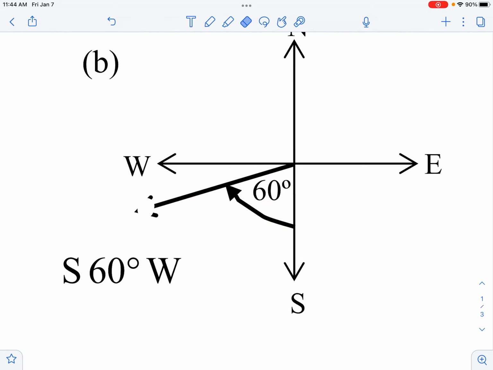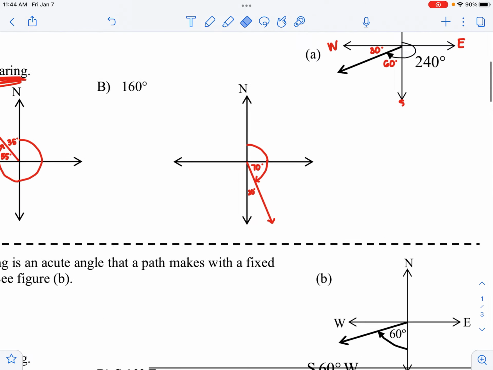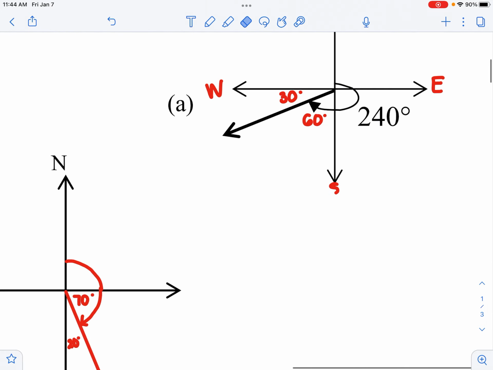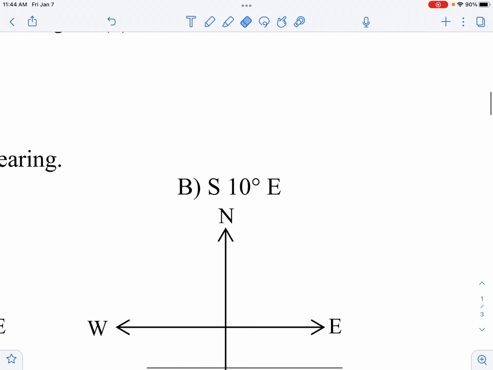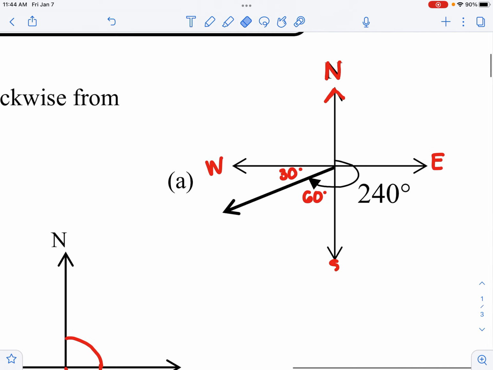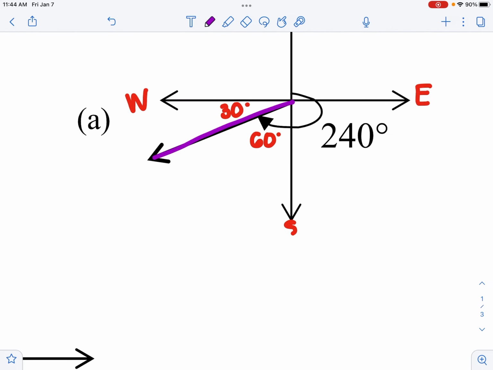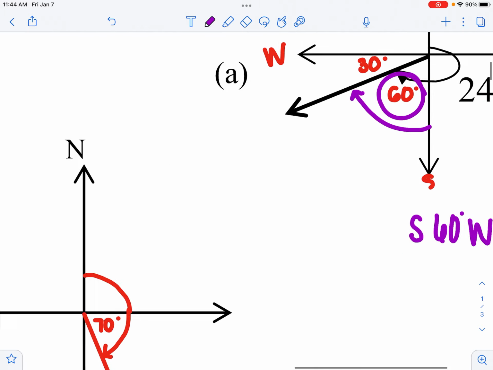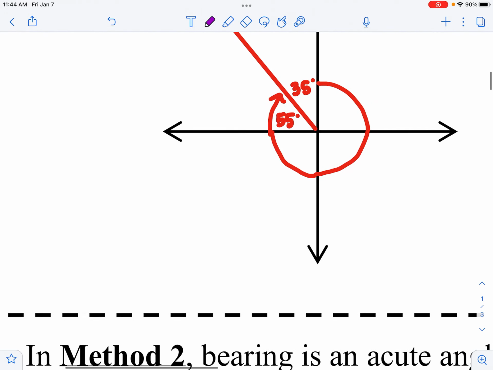South, 60 degrees west. Let's go back to the ones that we've already done to make sure you understand how we would write these in bearing, in this second method here, which is still bearing. So this right here is closer to south than it is to north. So south, and it always either starts with north or south. And it's going towards the west. So that's west, and then you just say what that angle is right there. So that's south, 60 degrees west.